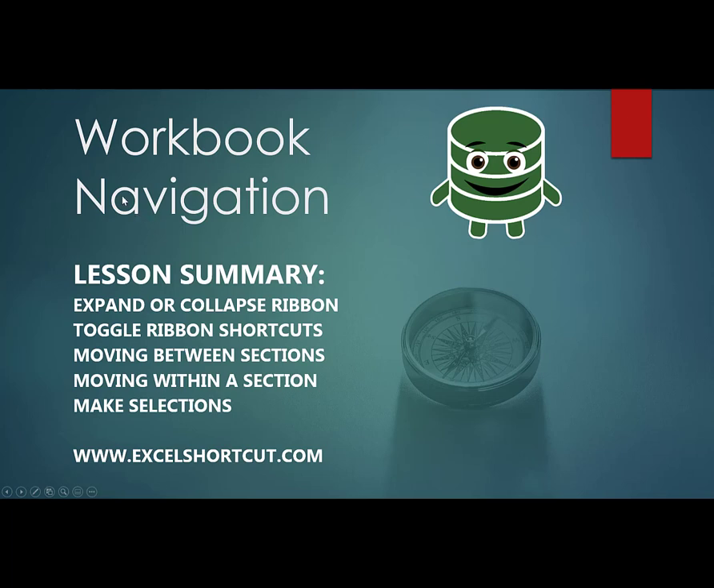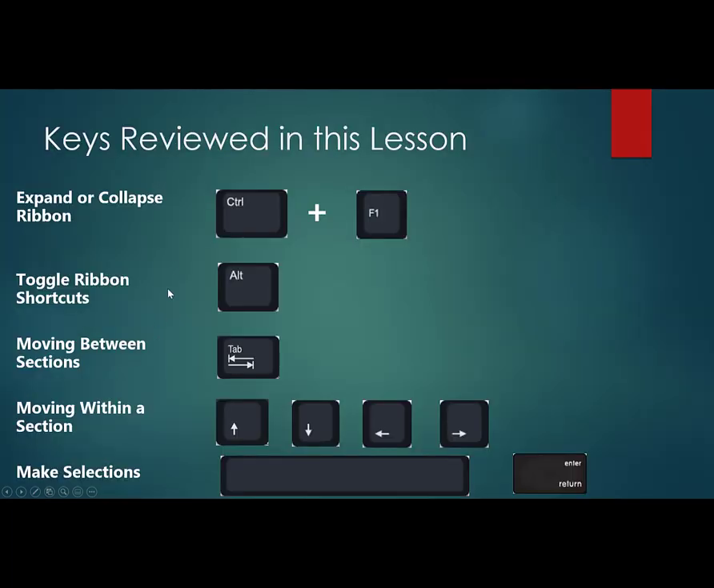Now we're going to talk about Workbook Navigation. Workbook Navigation is how to get around our workbook, mostly around the menu items at the top, as quickly as possible. So we're going to talk about expanding and collapsing the ribbon at the top, how to see the different shortcuts that are on the ribbon, how to move around without using your mouse, moving around the different sections and making selections. And these are the keys to remember.